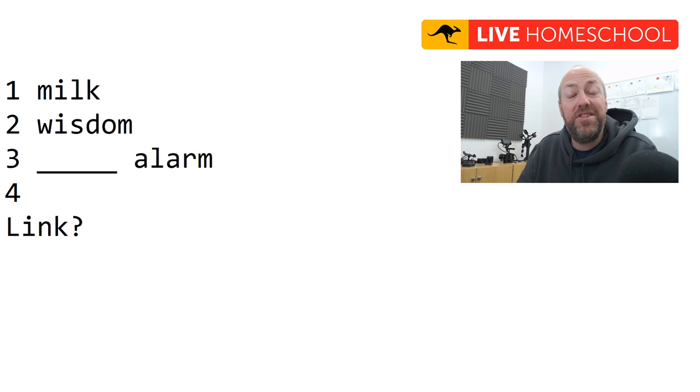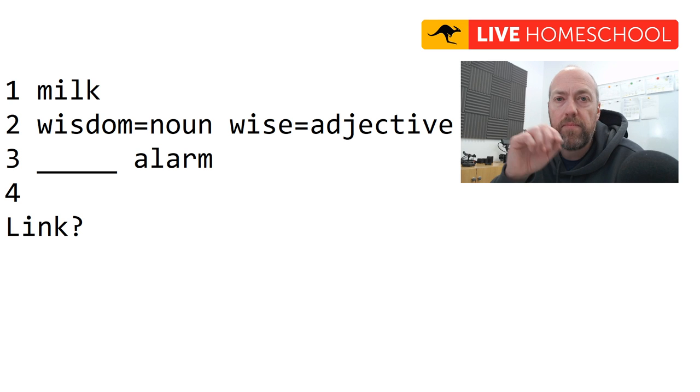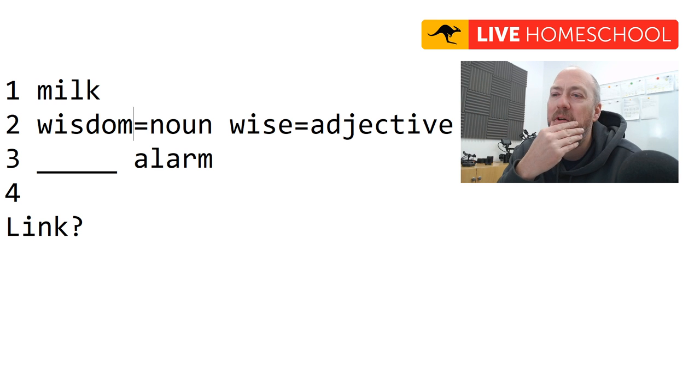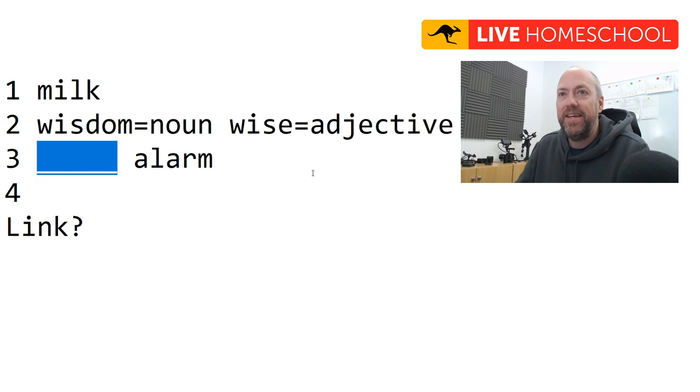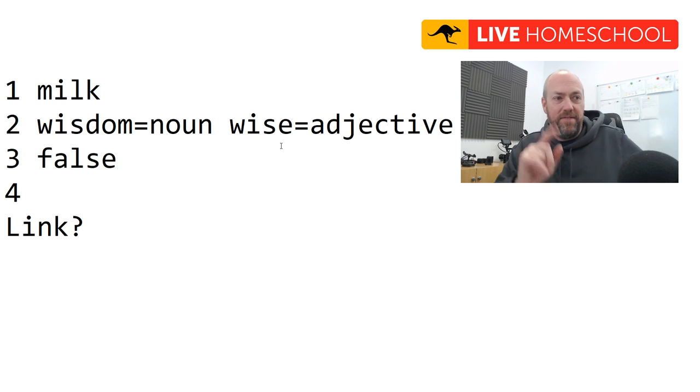So wisdom is the noun for wise. So wisdom is the noun, okay? And wise is the adjective, okay? So wise is an adjective to describe somebody who knows a lot of things, okay? Now, very good, you're absolutely right. You're absolutely right about this. It is a false alarm, okay? A false alarm. So false.